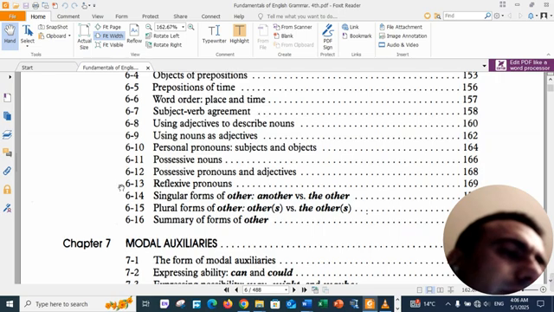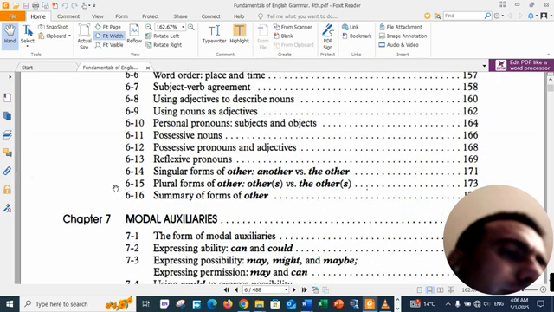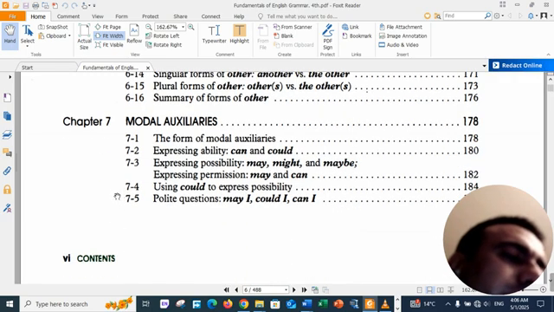6-13, reflexive pronouns. 6-14, singular forms of other, another versus the other. 6-15, plural forms of other, others versus the others. 6-16, summary of forms of other. Chapter 7, modal auxiliaries. 7-1, the form of modal auxiliaries.